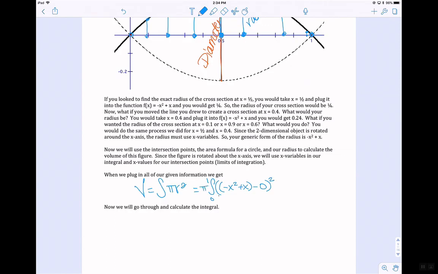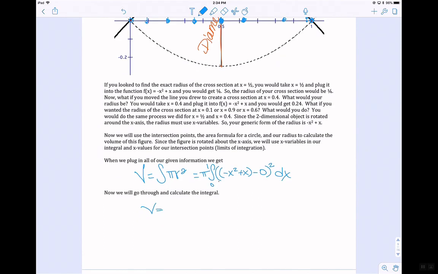Because it's pi r squared, I can move the pi on the outside if I want and multiply by pi in the end. Do not forget to multiply by pi, okay? So then my volume is equal to pi, antiderivative from 0 to 1, of negative x squared plus x, the quantity squared, dx.